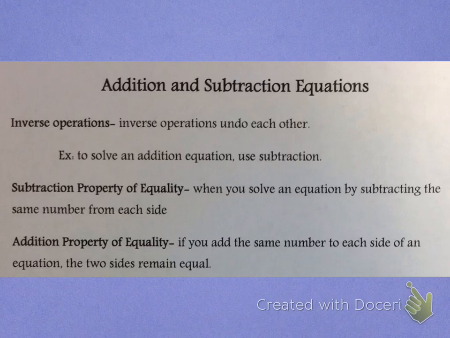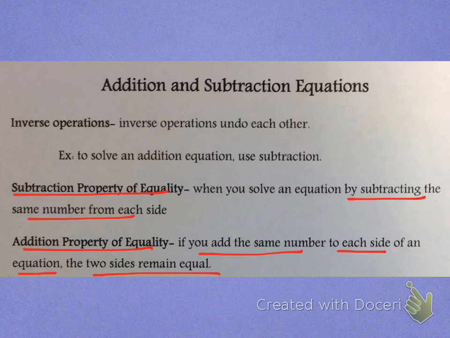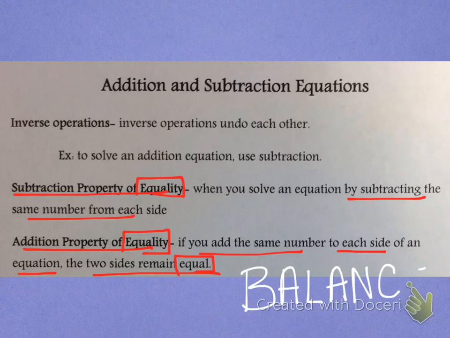So the subtraction property of equality is when you solve an equation by subtracting the same number from each side. The addition property of equality is when you add the same number to each side of the equation. The two equal sides remain equal. The huge part in this is going to be balance. We have to make sure each side of the equal sign in our equation stays balanced.